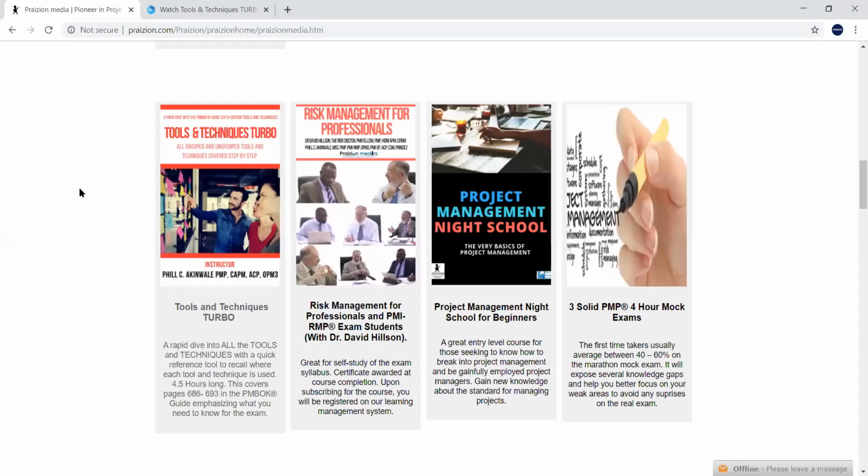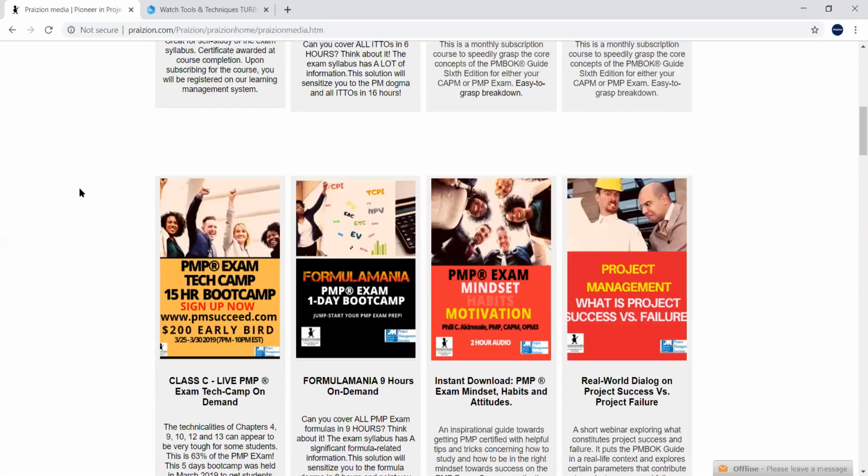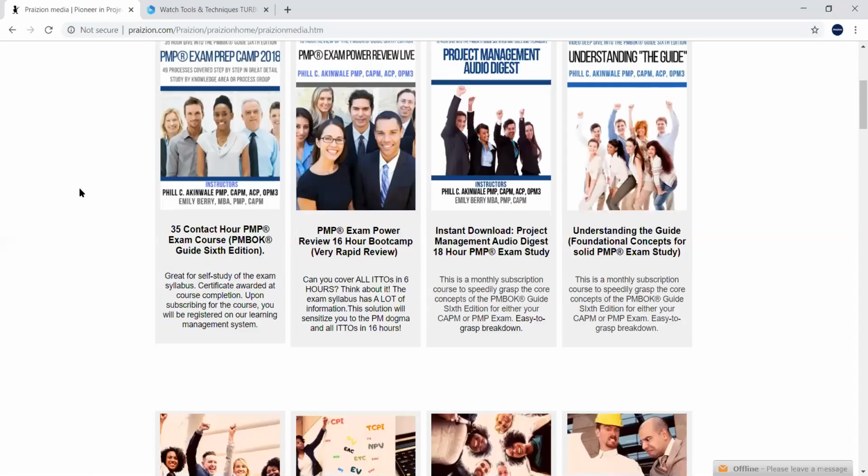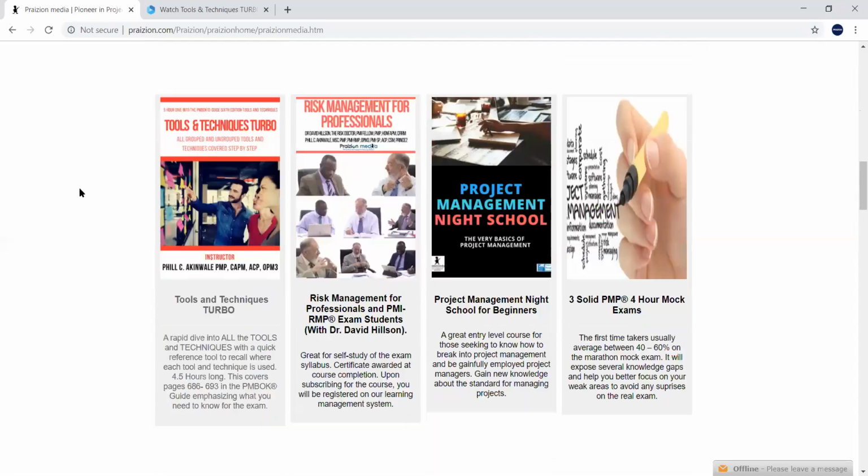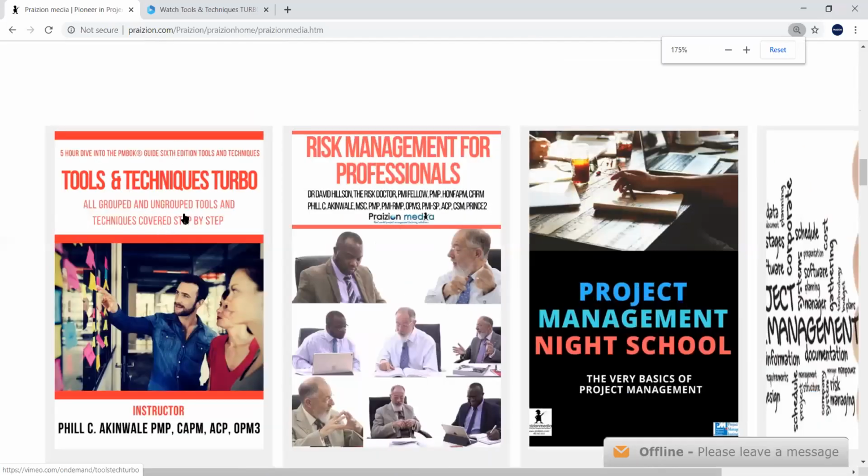You're going to have to scroll down because it's not at the top of the page, it's on the third line. But Tools and Techniques Turbo, I tell you, it has helped many people. This curriculum right here has helped so many people master the tools and techniques. Okay? And that is what I would advise you to do. So going back to what we were discussing, let us round up our interpersonal team skills, tools, and techniques.